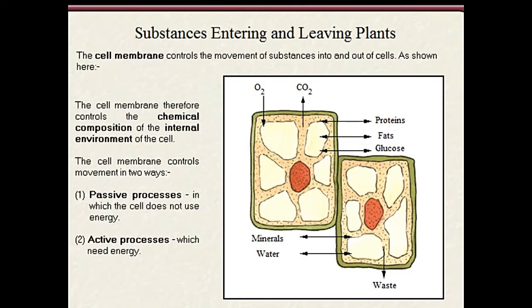Substances entering and leaving plants. The cell membrane controls the movement of substances into and out of cells, as shown here. The cell membrane therefore controls the chemical composition of the internal environment of the cell. The cell membrane controls movement in two ways: passive processes, in which the cell does not use energy, and active processes which need energy.